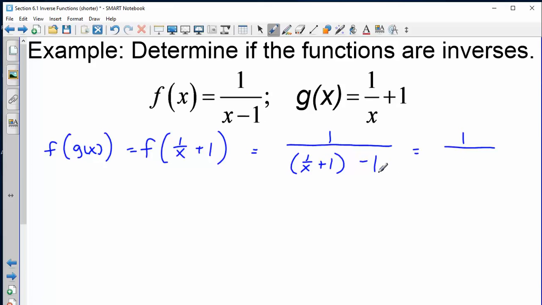Plus 1 minus 1. Those just cancel. To divide fractions, we flip and multiply. So 1 times x over 1 is x. Is that enough to guarantee these are inverses? No, you have to check both.